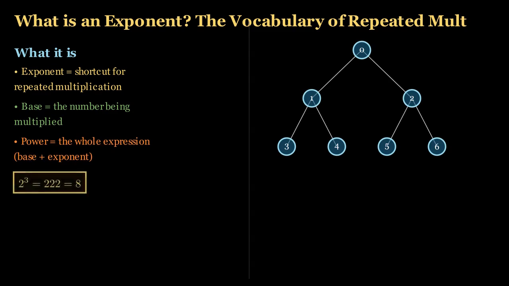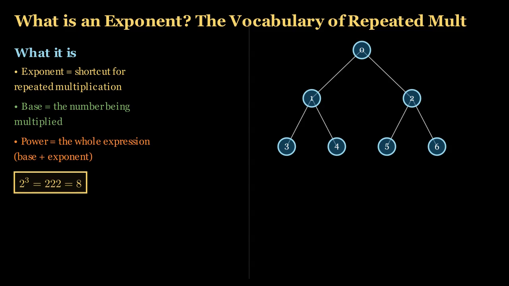The exponent is a tiny number written up high that tells you how many times to multiply a base number by itself. The base is the number you're multiplying, like the 2 in our plant example. And the whole thing, base and exponent together, is called a power. So 2 to the third power means 2 multiplied by itself 3 times, 2 times 2 times 2, which equals 8. It's just compact notation for repeated multiplication.